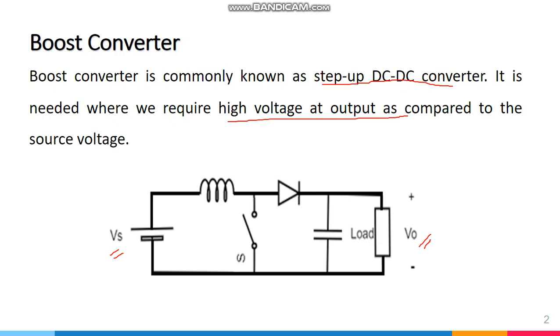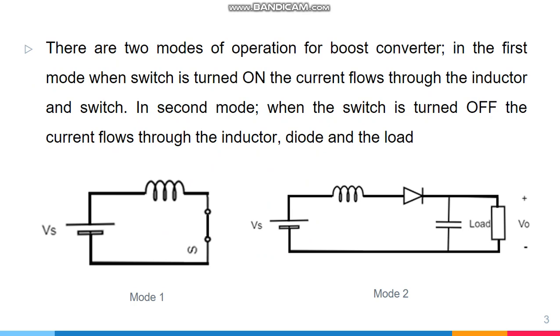The basic elements of a boost converter are an inductor in series with the supply, a diode and a switch. This configuration of inductor, diode and switch makes up the boost converter. Just like the buck converter, the boost converter also has two modes of operation. In the first mode, the switch is turned on, and the diagram for that is shown over here.